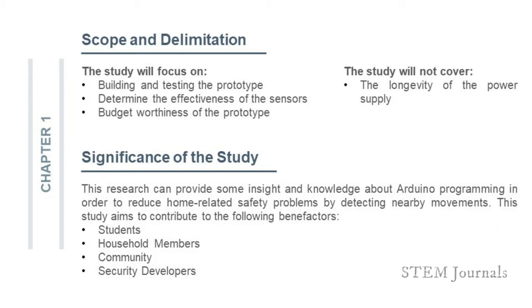The last of the scope and limitation is that the power supply that we used is not covered, and whether it runs out is not covered in the scope and limitations.